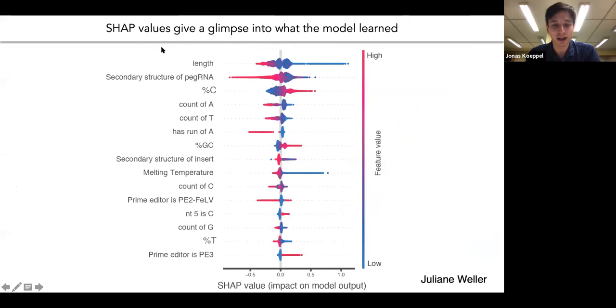And also we can turn to SHAP values to get a glimpse into what this model learned. And you can see that, for example, it learned that length matters. So if the dots are blue, it means length is low, and it means that low length has a positive impact on the insertion efficiency. Then you can see that secondary structure, if it's low, it means it has a lot of structure. Again, that's positively correlated. And in the same way, high C content is correlated with insertion efficiency. So it's quite consistent with what we've seen just by plotting the things against each other.